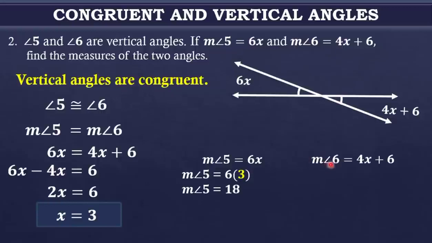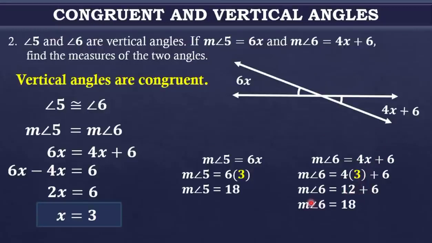So, the measure of angle 6 is 4x plus 6. So, substitute natin yung nakuha nating x. So, 4 times 3. So, this is 12. So, 12 plus 6. Therefore, the measure of angle 6 is also 18. So, therefore, this is 18 degrees. And this one, your angle 6 is also 18 degrees. Okay, so as you can see, your vertical angles are congruent.